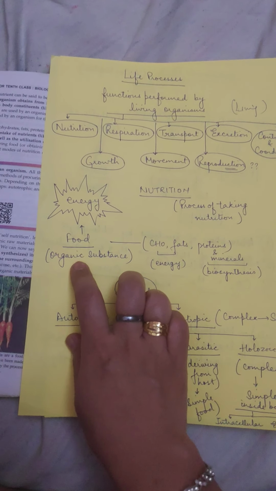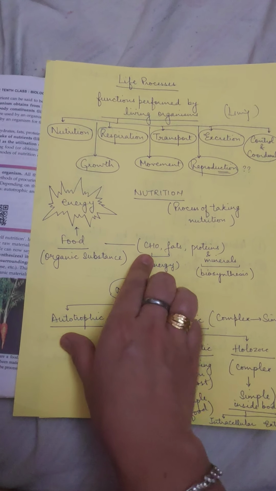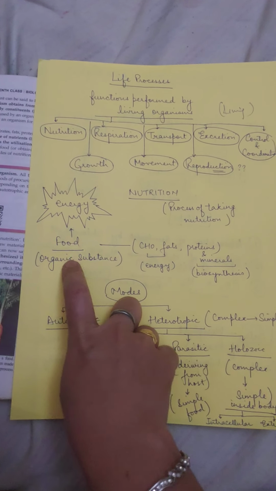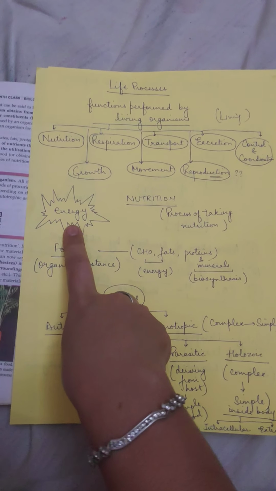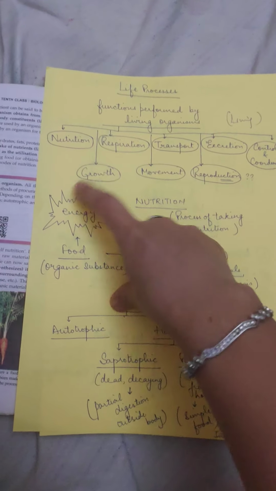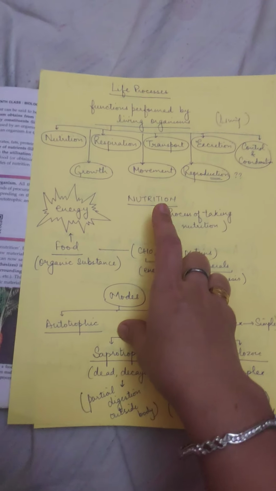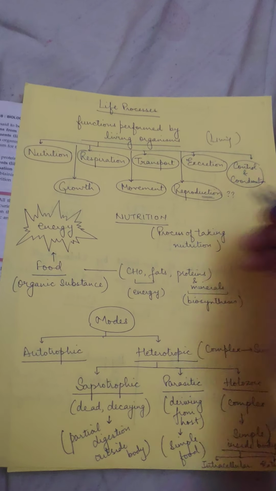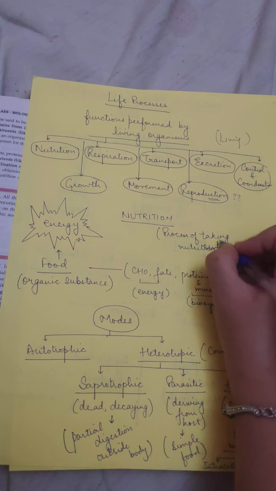Most living organisms take this energy in the form of food. Food is an organic substance which may consist of carbohydrates, fats, proteins and minerals, and by consuming them the organism gains energy, which is then required for performing all the other functions of a living organism. This process of taking nutrients is known as nutrition.